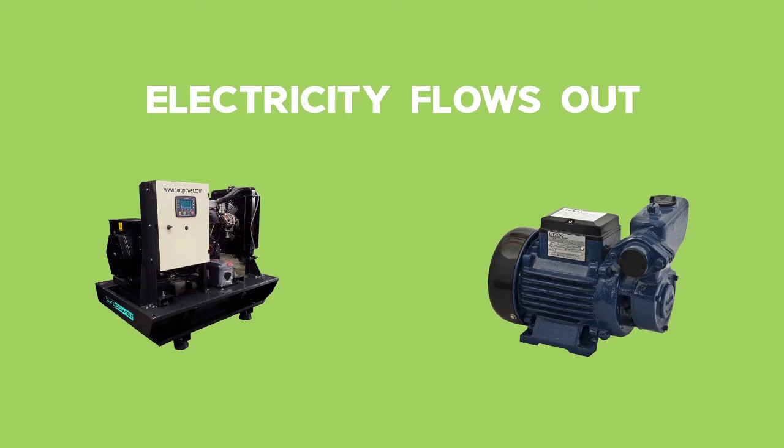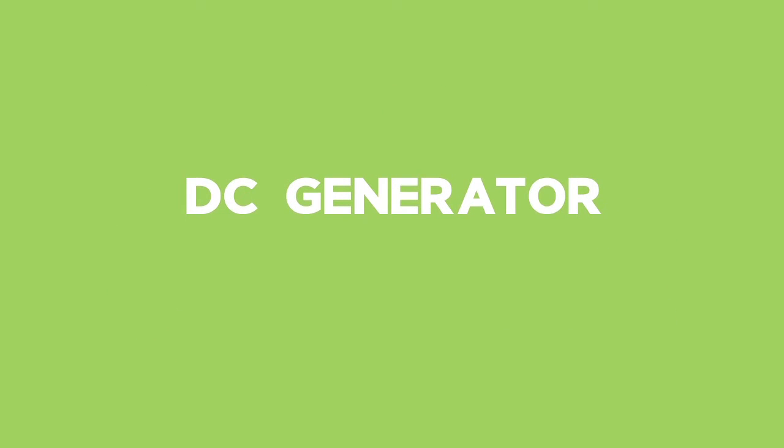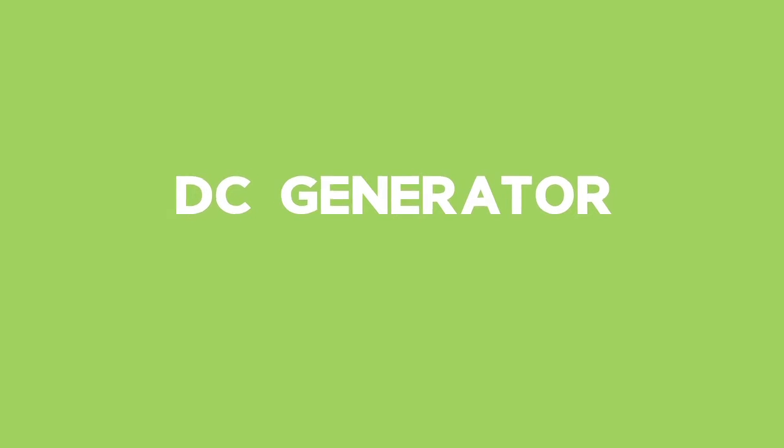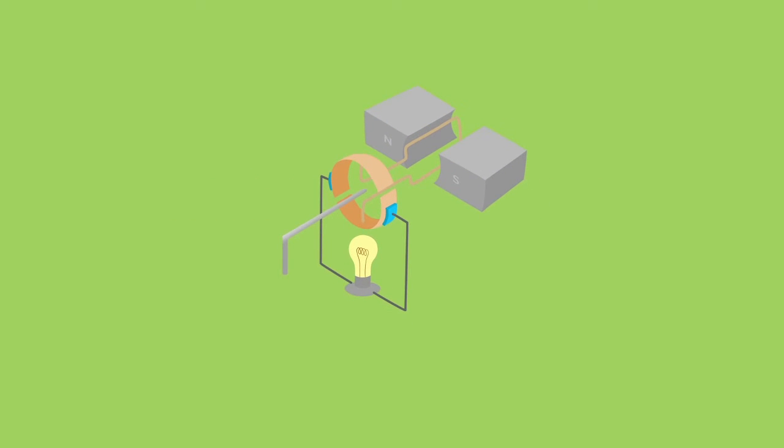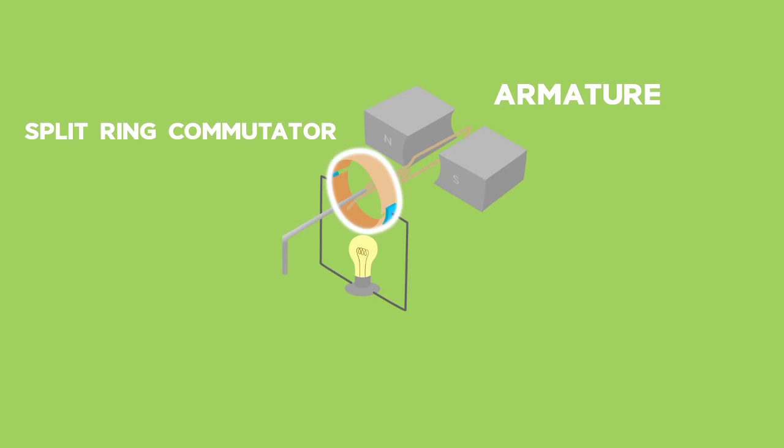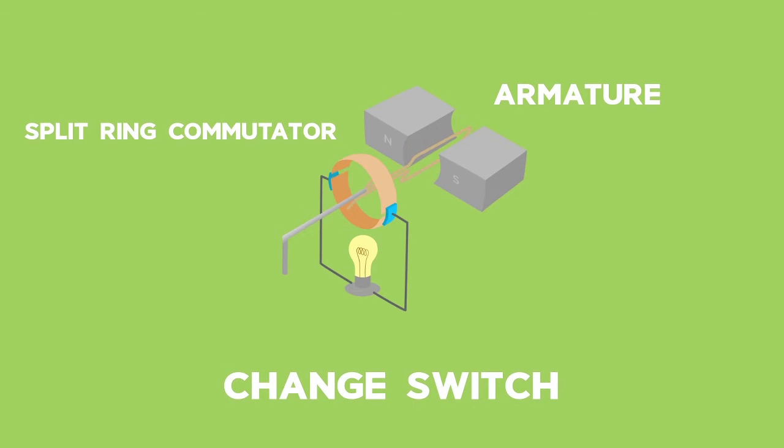Let us look at a DC generator. This is the principle on which a dynamo works. A simple DC generator has only one turn of wire. This coil of wire is called the armature. The split ring commutator serves as a change switch, which reverses the current after every half revolution.